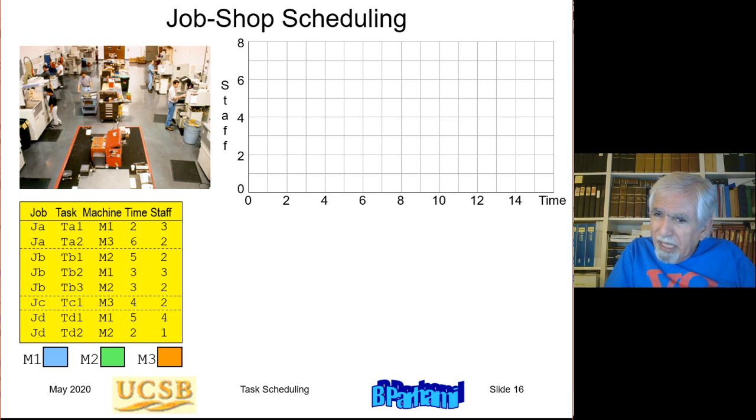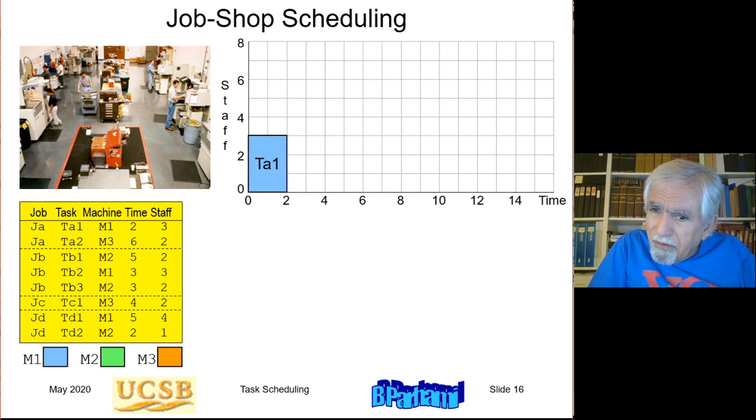So let's say we have 8 staff members. So on the vertical axis, you see staff member 1, 2, 3. So that's one resource that we have. And the other resource is time, up to 16 units of time shown in this chart. Okay, so each task, scheduling of each task represents putting a rectangle on this grid.